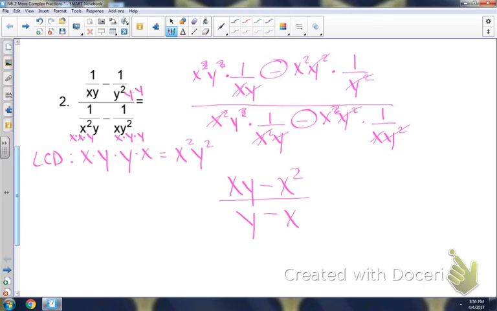Okay, so at the very end, we need to check and see if we can factor. So notice the top, they have a GCF of x. So when I take an x out, I'm left with y minus x. And then we have y minus x on the bottom. So notice those cancel because those are the same, and you're just left with x.